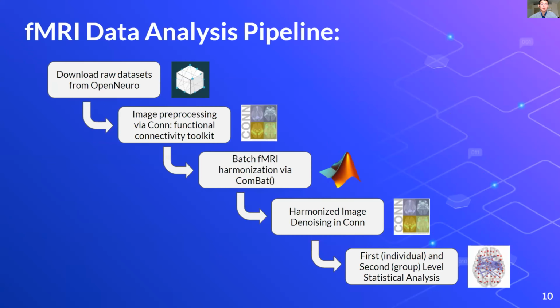First we download the raw data sets from OpenNeuro, and then we use a functional connectivity toolkit called CONN, which is an implementation of SPM in Matlab. It was developed by a team at MIT for functional connectivity pre-processing and data analysis. After the files are processed in CONN, we use ComBat to batch harmonize all of the MRI files. And then after these harmonized files are outputted by Matlab, we can go ahead and denoise them in CONN for further statistical analysis.